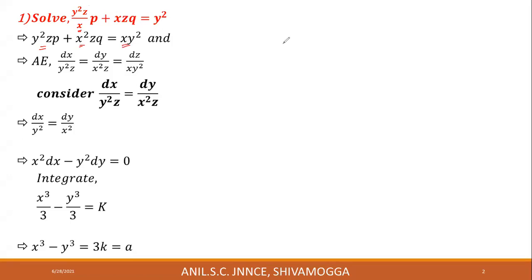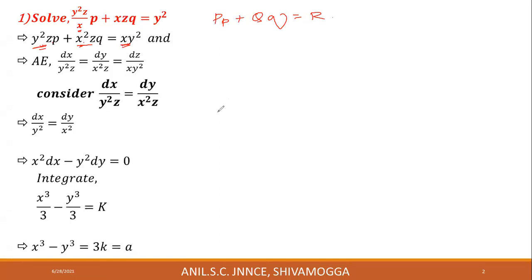Clearly, it is in the standard form. What is standard form? Capital P into small p plus capital Q into small q is equal to capital R. Clearly, it takes this form. This is capital letter P, this is capital letter Q, and this is capital letter R.